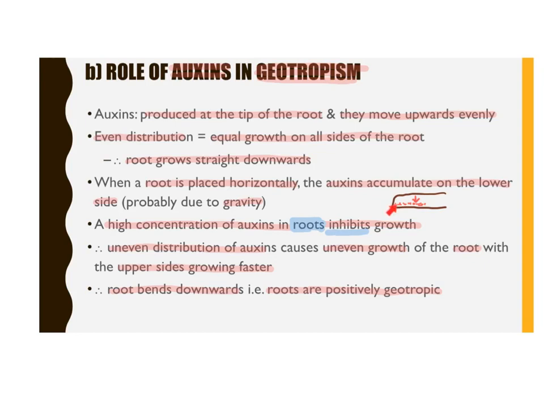So like I said, this bottom side will grow slowly, so it'll be growing a little bit. This top side is shooting out new cells and bigger cells. So that causes that side to grow faster, which causes the downwards bending of a root.